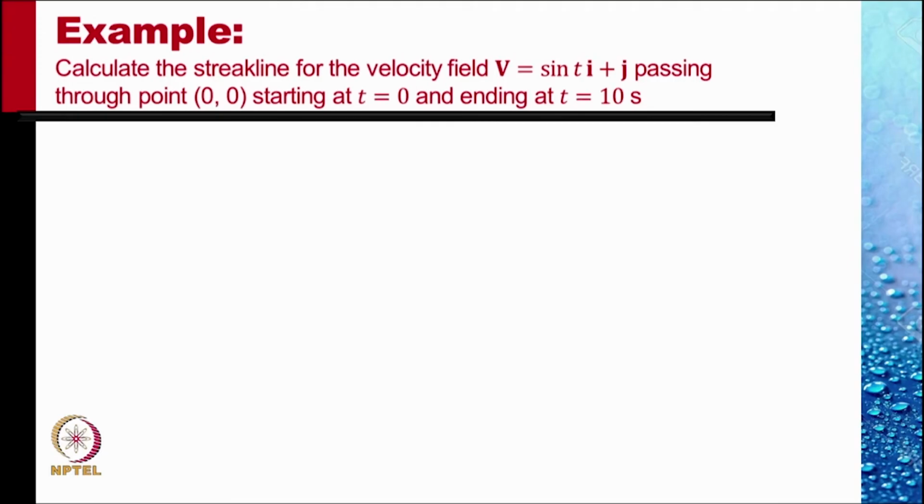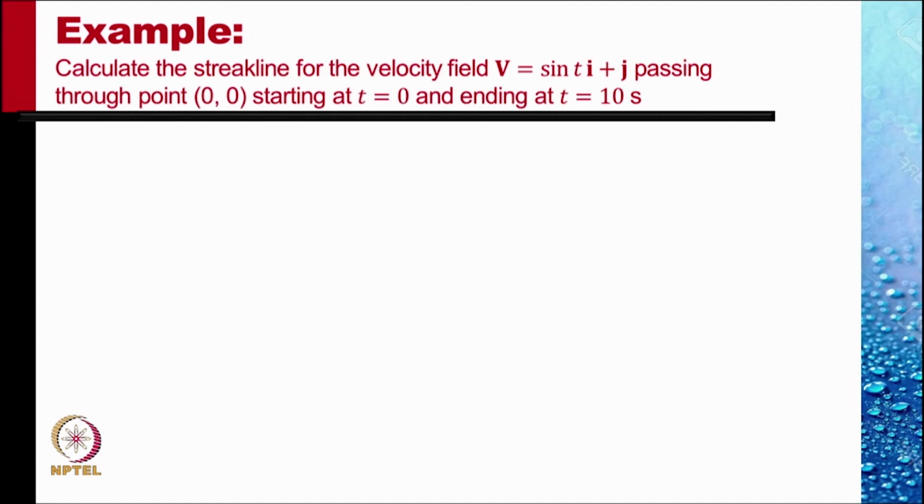Let's here do an example. Calculate the streak lines for the velocity field V equal to sin t i plus j passing through the point 0, 0, starting at time t equal to 0 and ending at time t equal to 10 seconds. This is a little complicated problem.